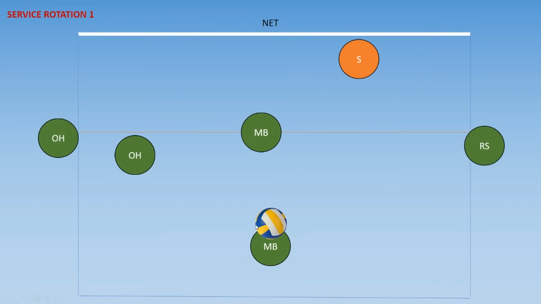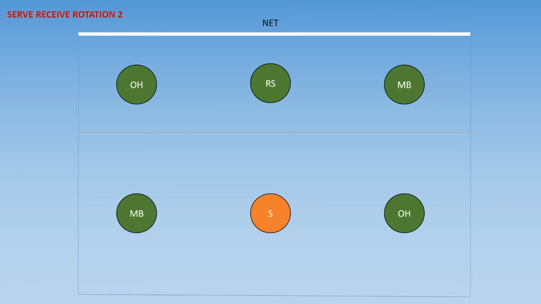So they spike the ball over. Our middle blocker, our middle back receives once again, passes it to the setter as all the other players get ready to hit, and the set goes to the outside hitter and he spikes it. So now we have lost the point, and it's serve-receive rotation 2.